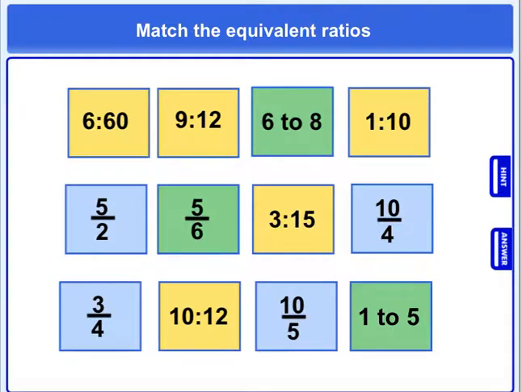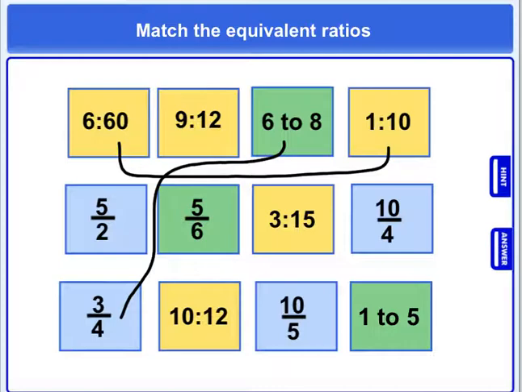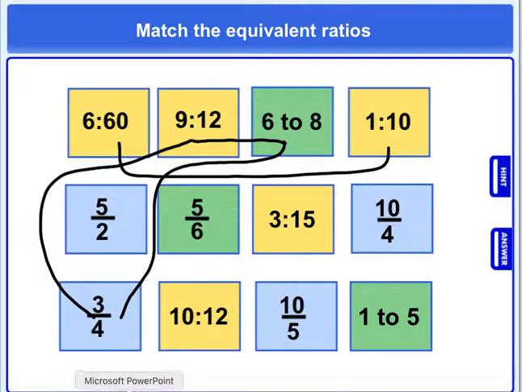This is a quick exercise that you can do to find equivalent ratios. So you could say 6 to 60 is the same as 1 to 10, and 6 to 8 is the same thing as 3 to 4, and it's the same thing as 9 to 12. All of these are the same. You could do 10 to 12 and ask, does that have anything in common? I believe it does. Yeah, 5 to 6.